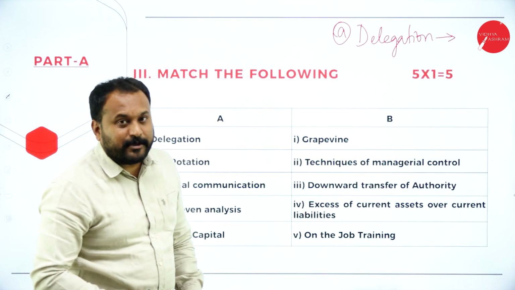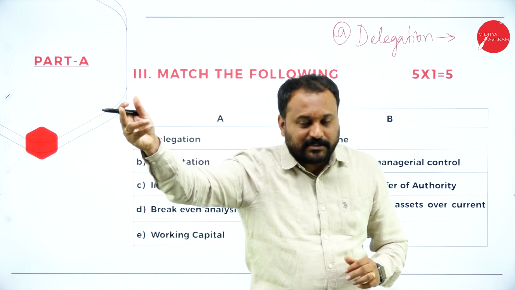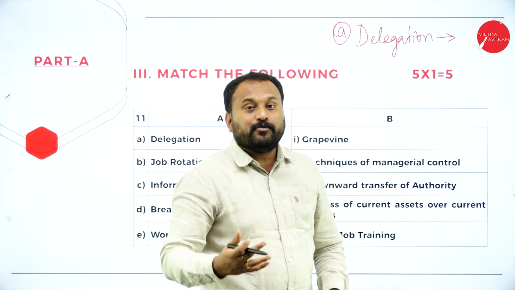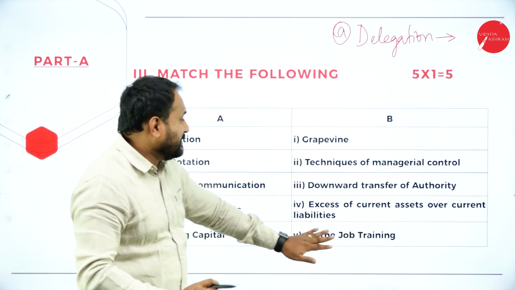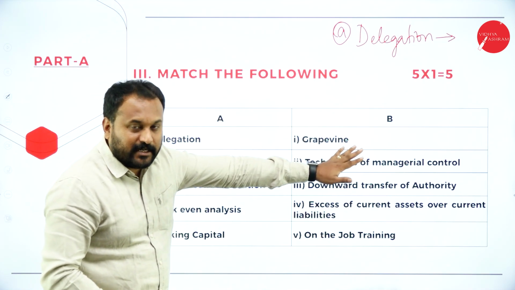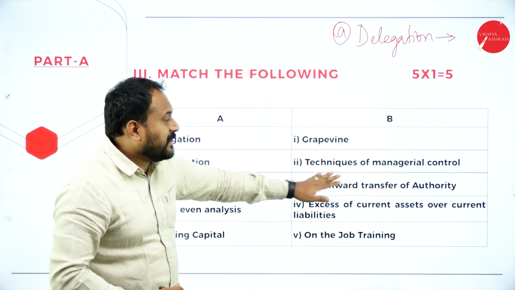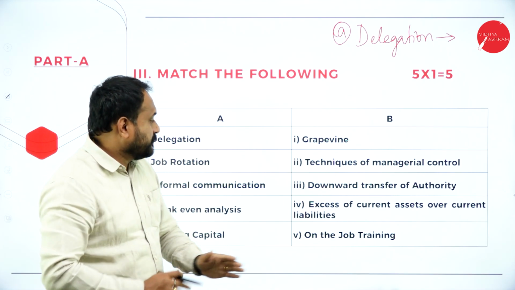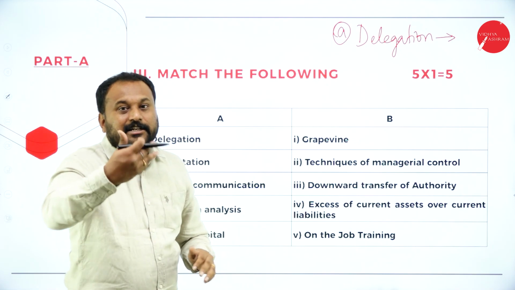See now, delegation means what? Delegation is transfer of authority, from top to the bottom, not decentralization. So here what do we go with? Very simple. Grapevine is there. Grapevine is always informal communication. Techniques of managerial control. There are 6 techniques of managerial control. Downward transfer of authority. See, delegation is what? Transfer of authority.